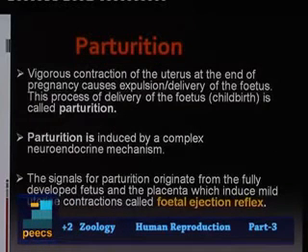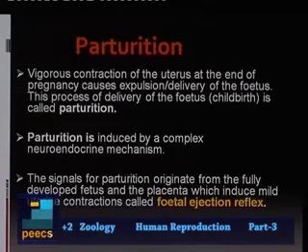Now we come to the final part of human reproduction, that is parturition. What is parturition? Parturition is the expulsion of a fully developed fetus from the uterus. Parturition is actually induced by a complex neuroendocrine mechanism. By neuroendocrine we mean there is involvement of the nervous system as well as a set of hormones in it.